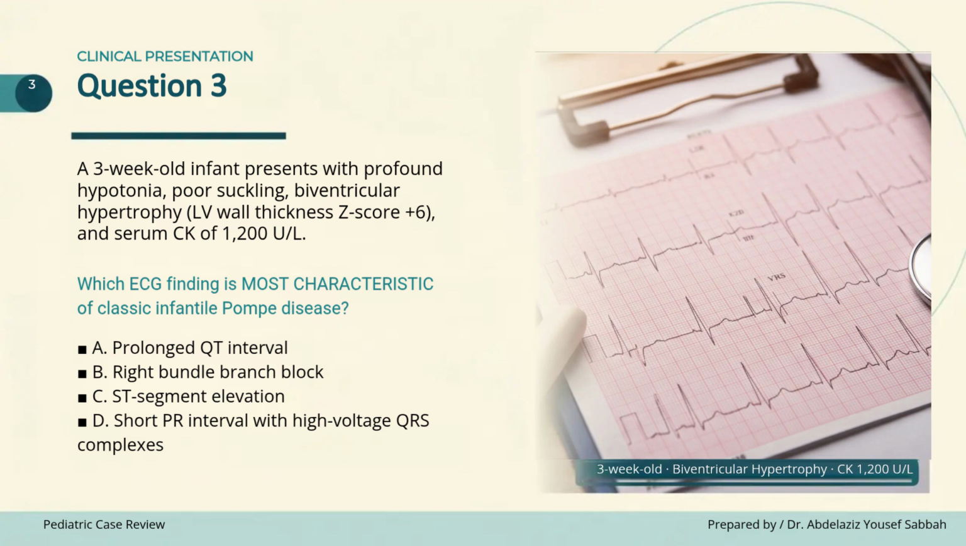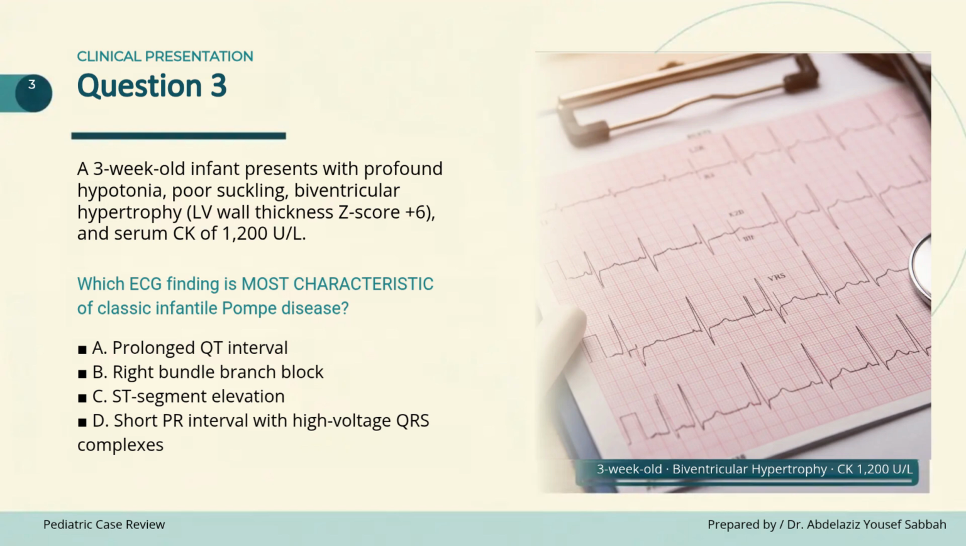Question 3. A 3-week-old infant presents with profound hypotonia, poor suckling, biventricular hypertrophy with a left ventricular wall thickness z-score of +6 and a serum creatine kinase of 1,200 units per liter. Which electrocardiogram finding is most characteristic of classic infantile Pompe disease?